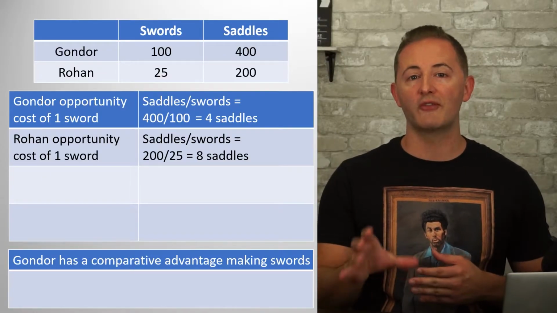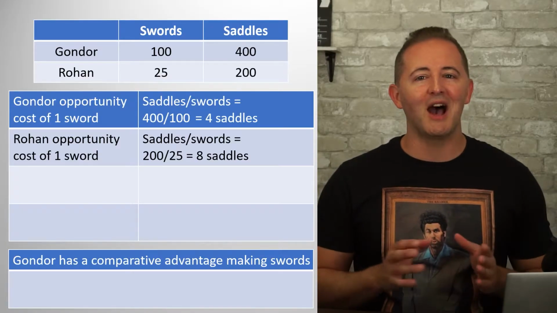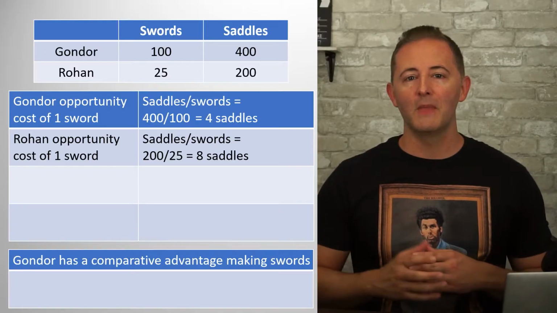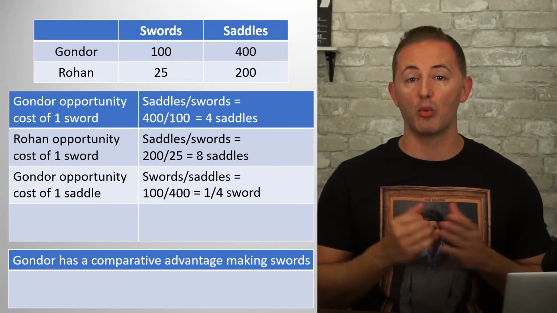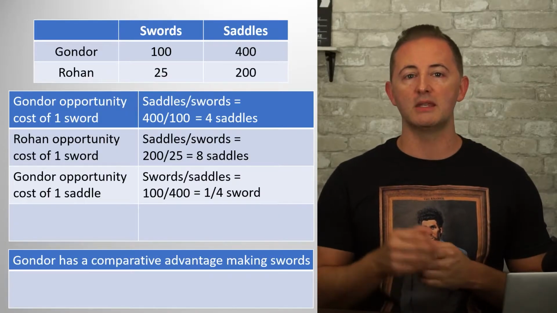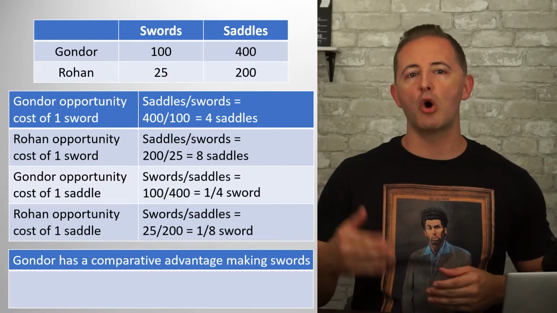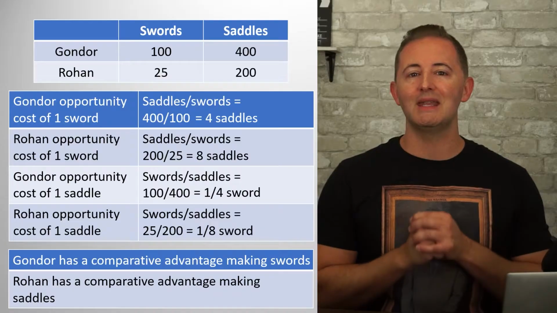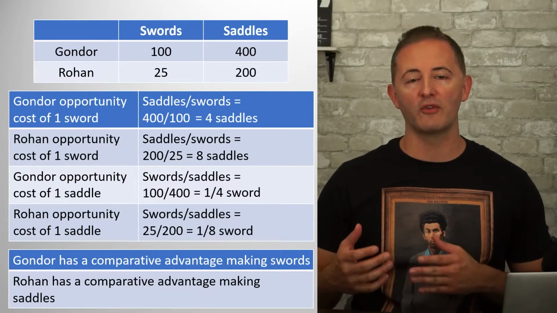Pause the video real quick if you want to try to solve this first for yourself. Alright, to find Gondor's opportunity cost for one saddle, since this is an output question, the other goes over. That means swords over saddles, or 100 over 400, which simplifies to 1/4 of a sword. For Rohan, it's 25 over 200, which equals 1/8 of a sword. So this time Rohan has the comparative advantage because it has the lower opportunity cost. 1/8 of a sword is less than 1/4 of a sword.